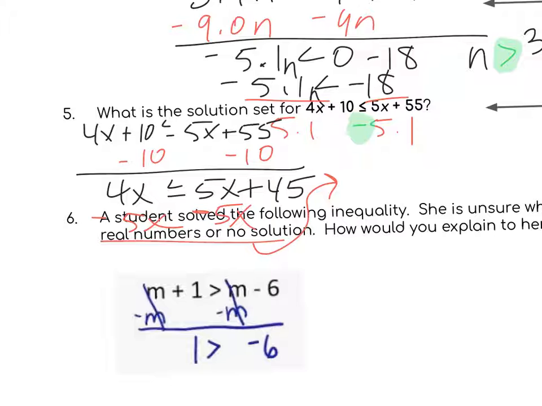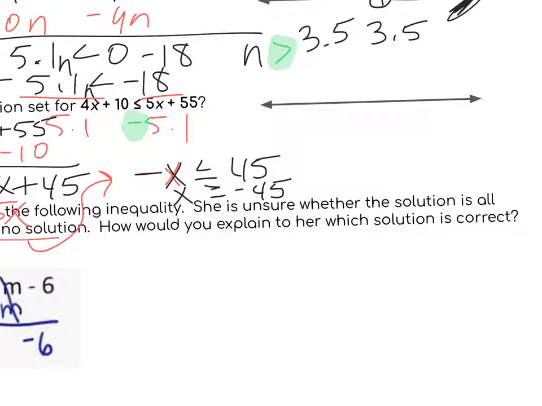4x minus 5x is negative x. Negative x less than or equal to 45. So now I need positive x. So again, I'm going to flip everything around. So it's x is greater than or equal to negative 45. So negative 45, greater than or equal to is colored in, and it's greater than.